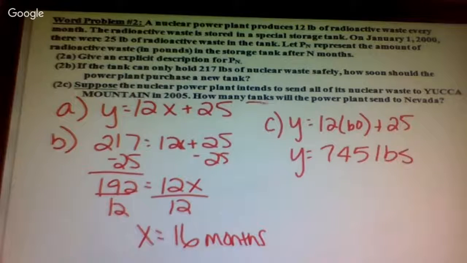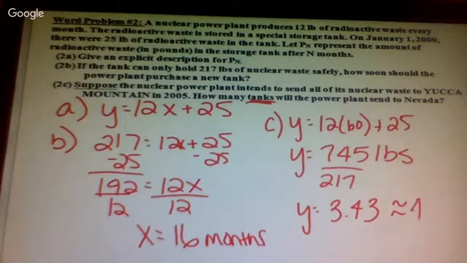Be careful, they're asking how many tanks. How many pounds does each tank hold? 217. So we would divide that by 217. 3.43. And you can't send a part of a tank. So you would approximately send 4 tanks. The last one won't be full, but you will send 4 tanks.